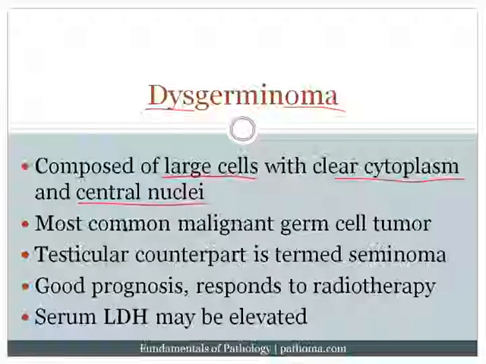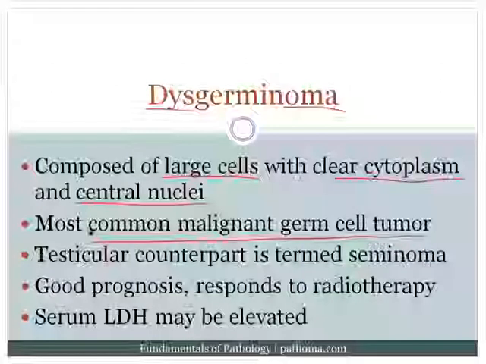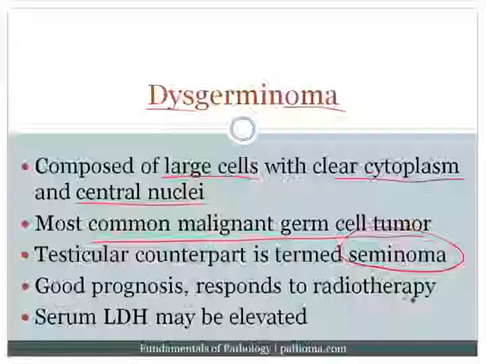Now, this is the most common malignant germ cell tumor. Remember that the most common benign germ cell tumor and the most common germ cell tumor overall is a cystic teratoma. So this is the most common malignant germ cell tumor. When we have this tumor in the testicle, it's called a seminoma. When we do testicular tumors, we'll talk about seminoma in more detail. This tumor has good prognosis, or it responds well to radiotherapy, and one of the tumor markers that can be increased with a dysgerminoma is LDH. So that may be seen in the serum.